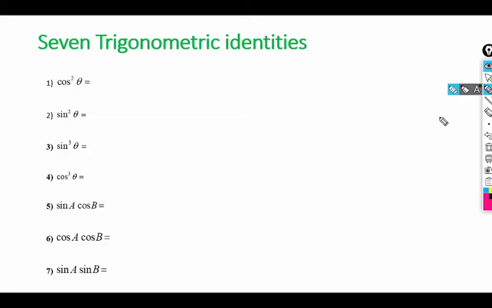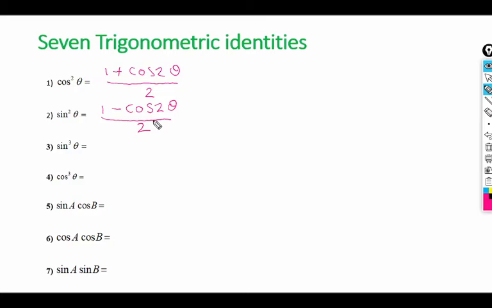Okay, so here are the answers. The first formula where we want cos square theta. It is from the double angle formula for cos 2 theta and it is given as 1 plus cos 2 theta upon 2. Next is sine square theta. We have 1 minus cos 2 theta upon 2.